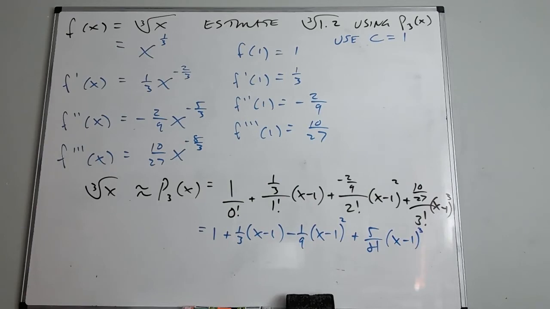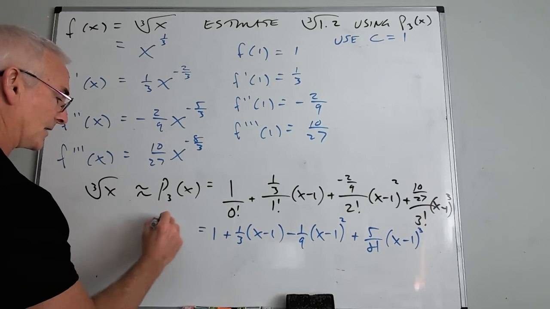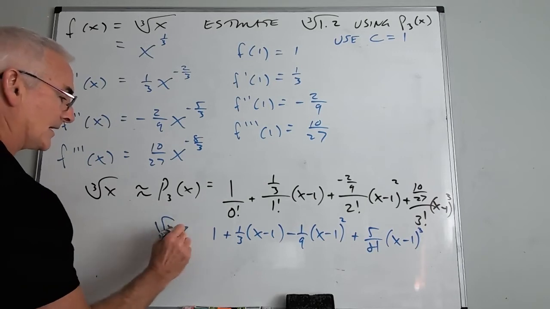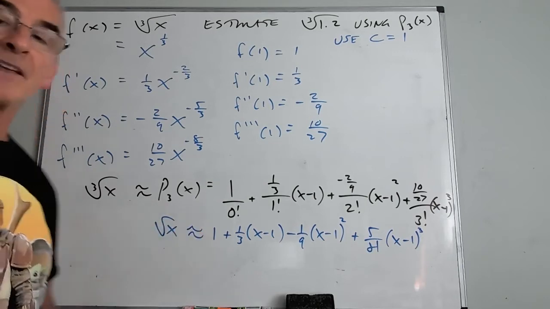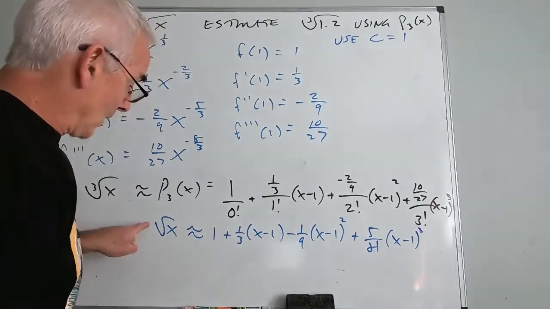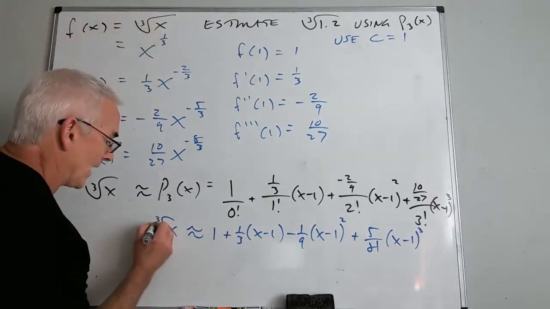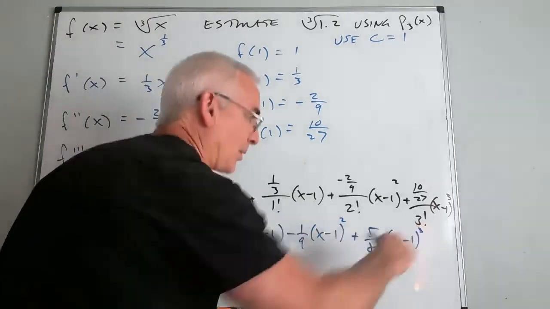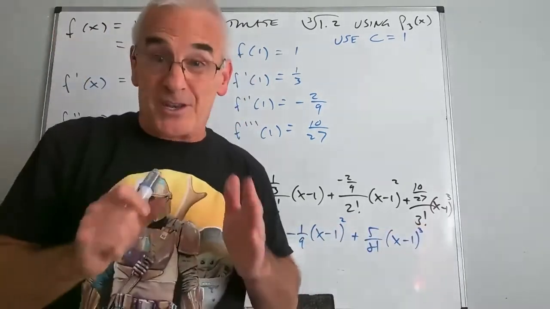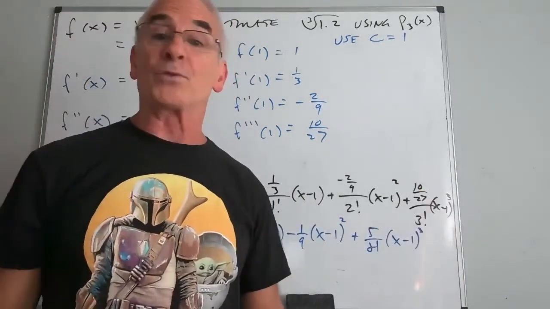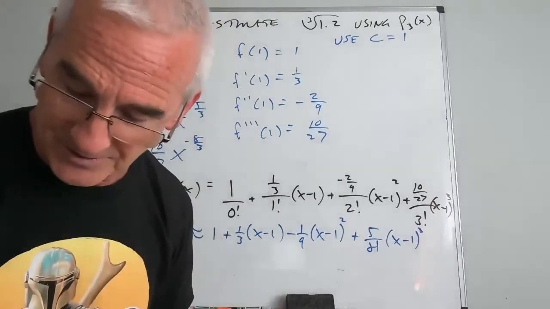Okay. In fact, you know what? Yeah, that's beautiful. Here's what we're saying. We're saying the cube root of x is approximately this polynomial. Now, if you have a graphing calculator and you graph the cube root function and you graph this polynomial close to the number 1, they would look almost identical.